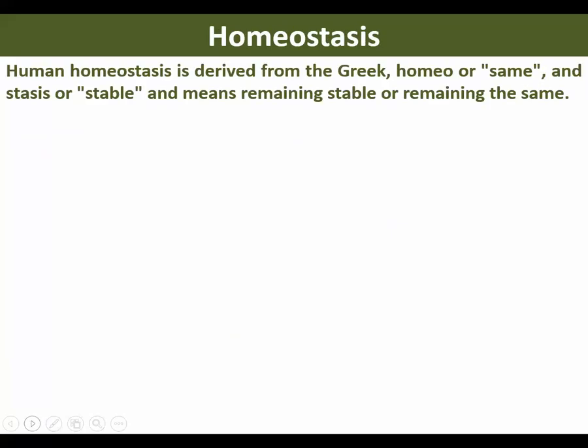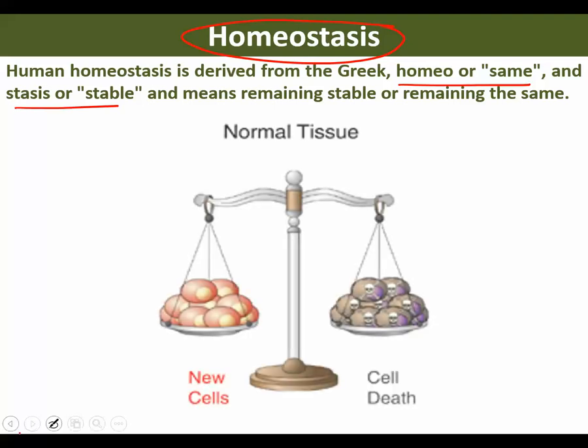The first concept we are going to discuss here is homeostasis. Homeostasis means tissue homeostasis. Homeo means same, stasis means stable. In other words, the simple concept here is everything in balance. For example, if you take a tissue, the cells die and new cells come. This is the balance in the tissue. That's why the tissue retains its shape, function, everything.